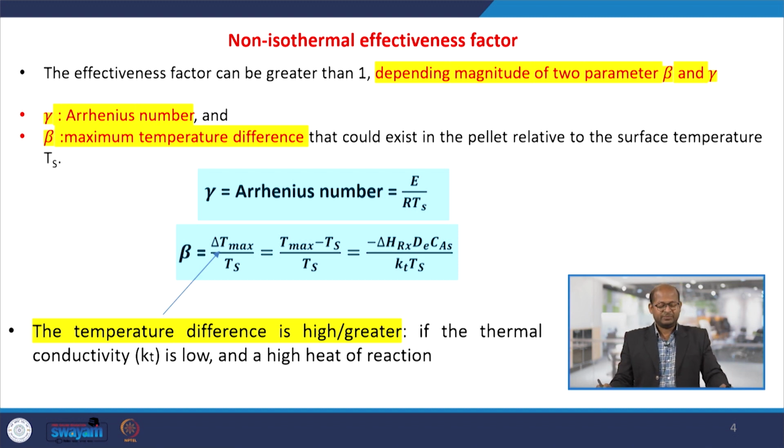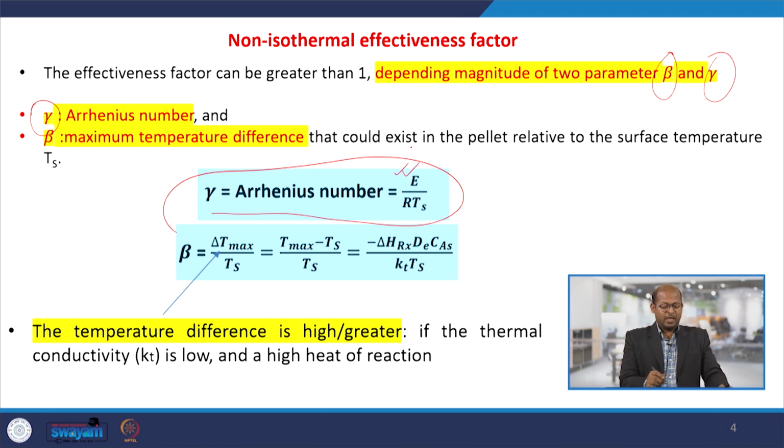The effectiveness factor can be greater than 1, and it depends on two parameters, one is beta and another one is gamma. Gamma is the Arrhenius parameter, expressed in terms of E by R Ts, where Ts is the surface temperature and E is the activation energy of the system. Beta is the parameter related to the temperature difference, T max minus Ts. Ts is the surface temperature, and T max is the temperature inside the pores or inside the catalyst when exothermic reaction occurs or proper heat dissipation is not there due to the thermal conductivity nature of the material.